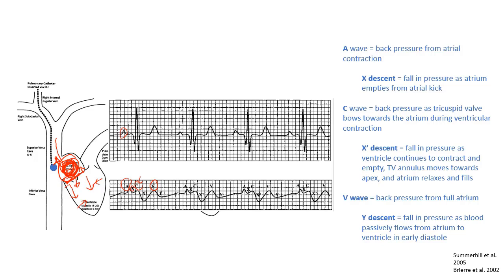Just to reiterate, the 2 main waves you care about are the A and the V, the most prominent ones. You may also see a C. The A wave corresponds to atrial contraction, so it should correspond to just after the P wave. The V wave corresponds to ventricular systole, which is also atrial diastole, and that should occur after the electrical activity that causes ventricular systole. So A and V are the positive deflections, X and Y are the negative. You may also see a C wave, which corresponds to that tricuspid annulus bowing upwards as ventricular systole starts.